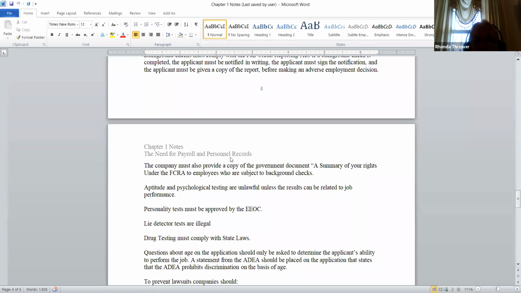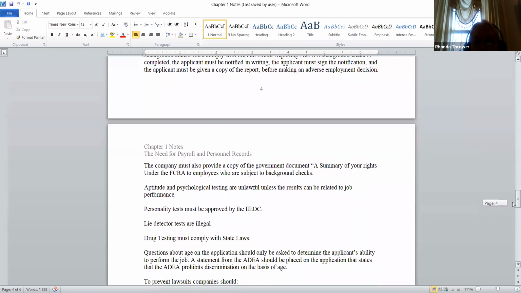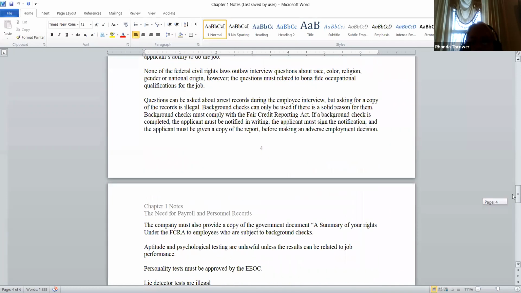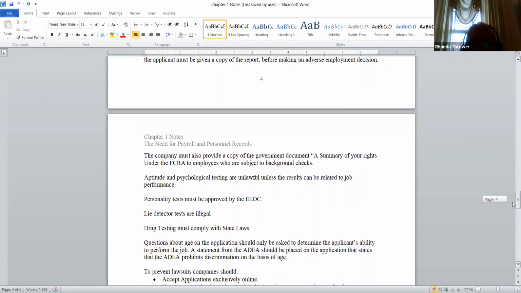Also, if the company is doing a background check, the company has to provide a copy of the government document called a summary of your rights under the FCRA to employees who are subject to background checks. That's the Fair Credit Reporting Act.